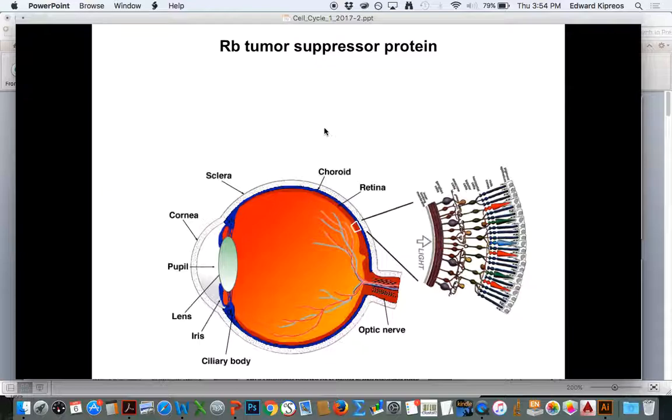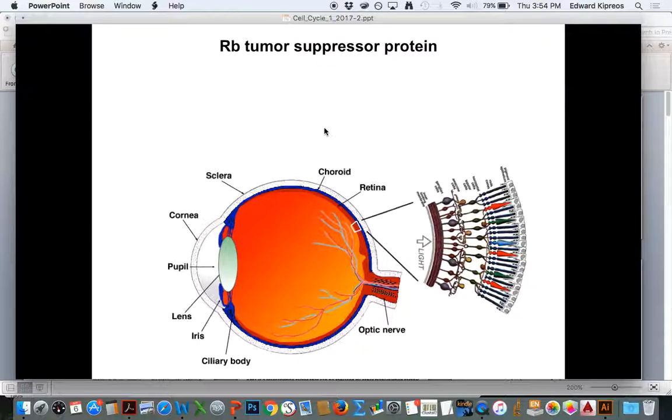The RB, if you don't have the RB gene, if you knock out both copies, then you'll get retinoblastoma, which is a tumor of the retina. And we'll get into the genetics of this when we go into the cancer lecture. But basically, this is one of the few examples where a single gene knockout will cause cancer. Generally, for solid tumors, you have to have multiple hits on different genes. But here, this one gene will cause cancer.